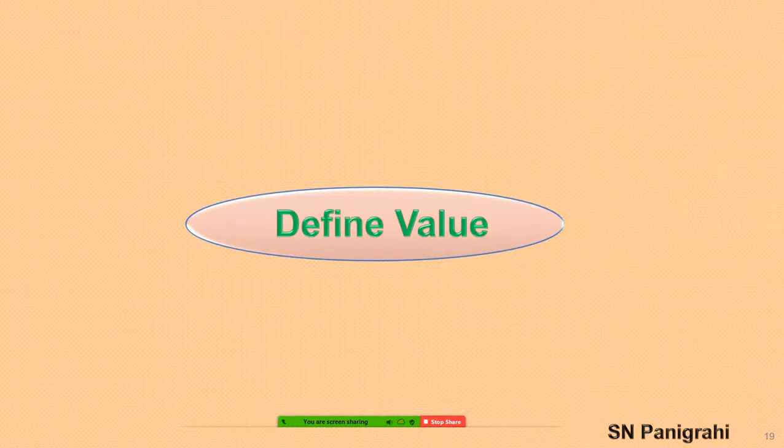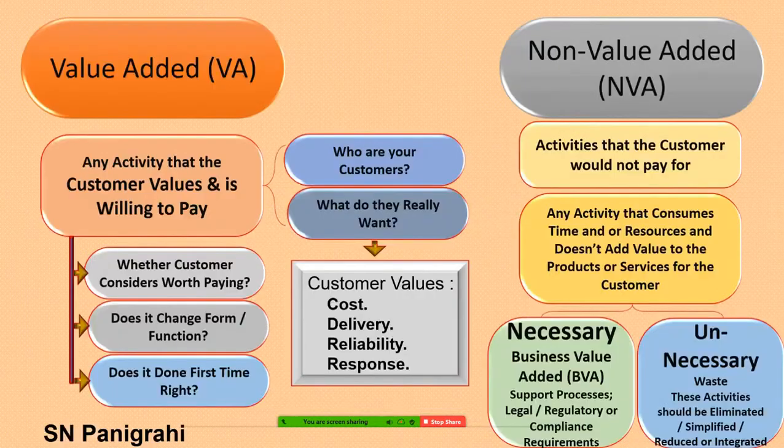Then we will briefly discuss what is meant by value. Value is defined as what the customer is willing to pay for. Value is something where we are transforming the characteristics of the product. For example, from the raw material we are changing into finished goods. That is the value we are adding. This raw material is converted into finished goods, so that is the value addition.